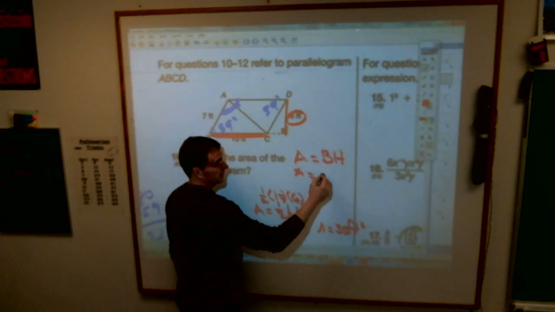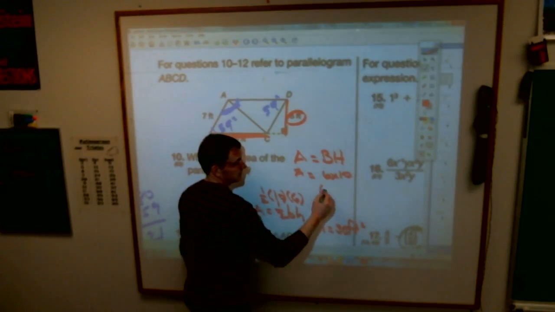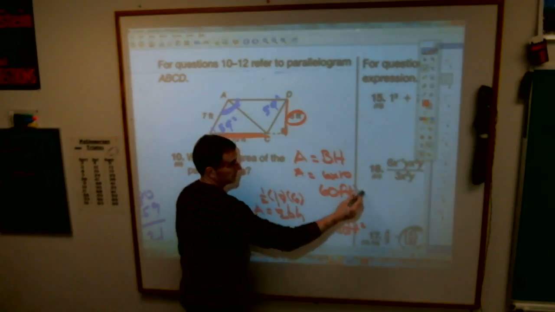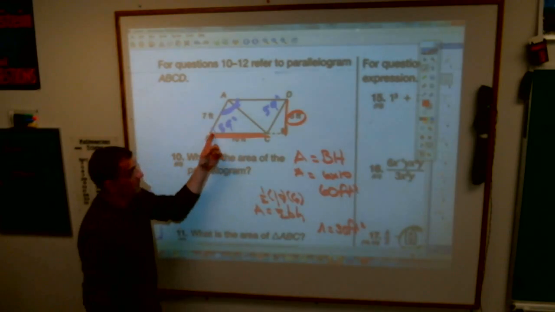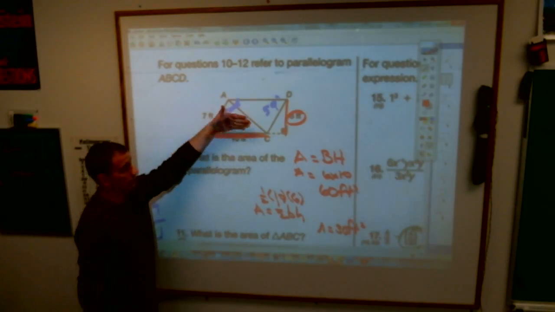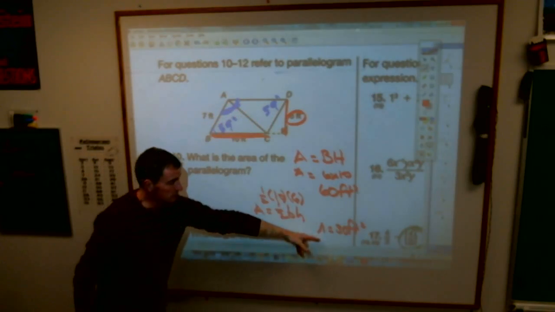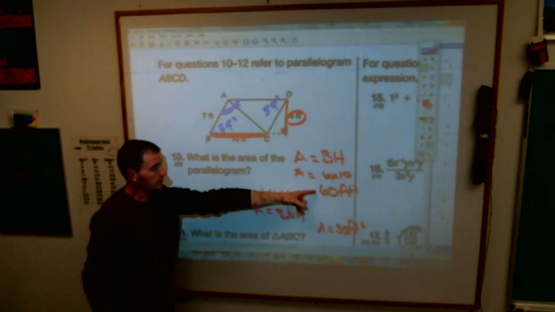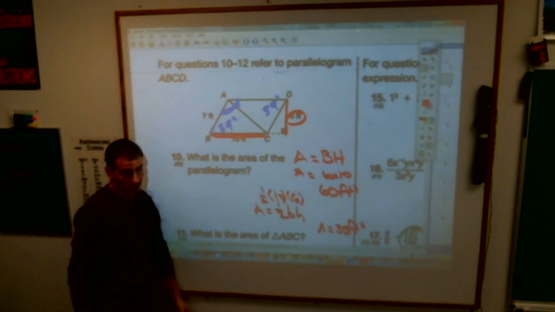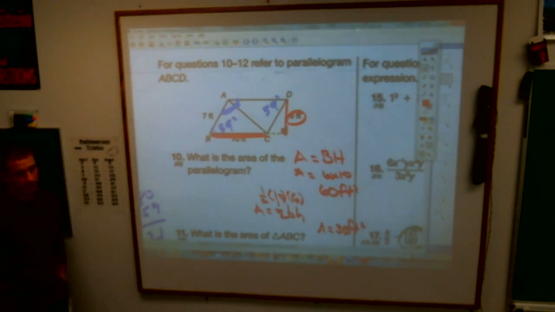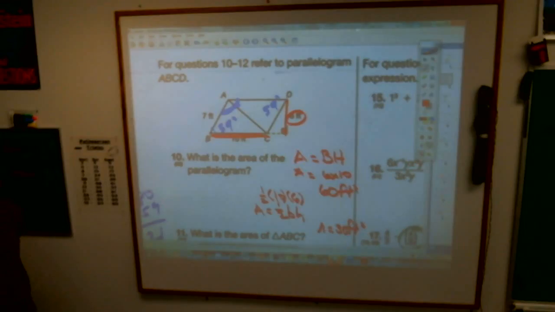It is not hard math in my world. It is 60 feet squared, which makes sense because the triangle that we found the area of takes up half the area of the whole thing. The whole thing was 30, half of it, well, the whole thing was 60, and half of it was 30. This math is pretty simple, relatively speaking. Keeping your world to a minute.